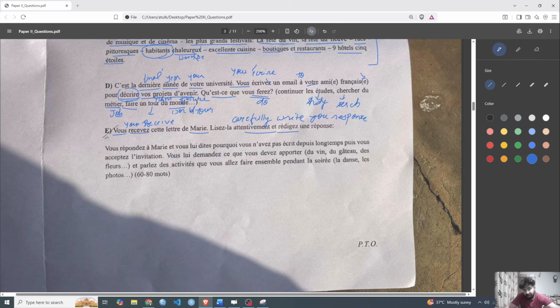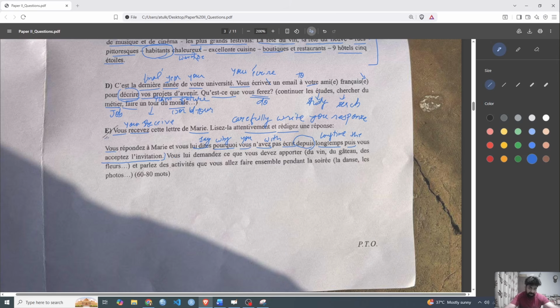What does it say? It says vous répondez à Mary et vous lui dites pourquoi vous ne lui avez pas écrit depuis. Depuis is the time period. So from which time period? Long time. So long time. Then you accept the invitation. So this is basically some accepting of an invitation you have to work on.